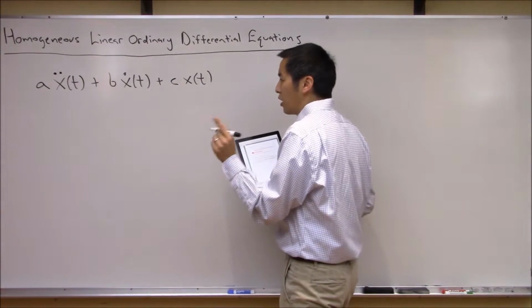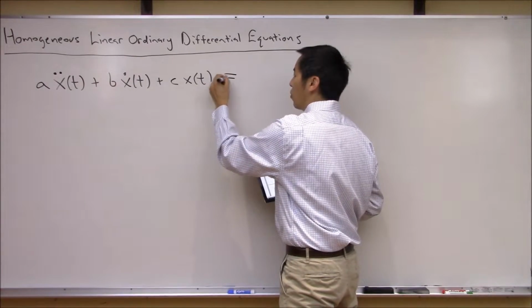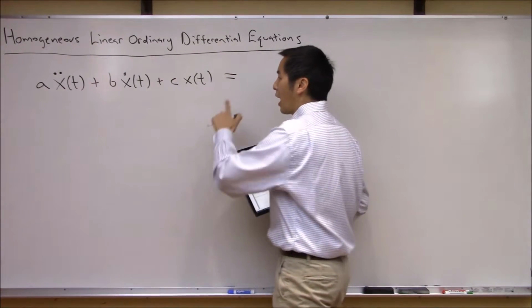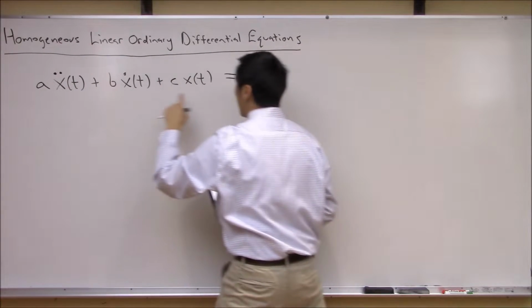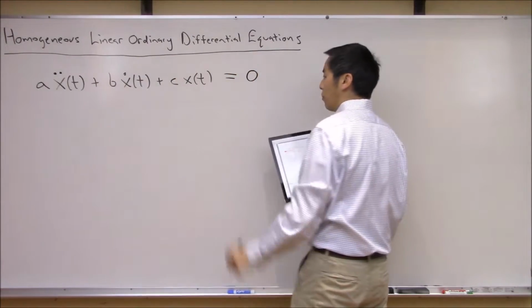Well, I guess we need to put the equation part, right? I need to have an equal sign in here to make this an equation. And what this homogeneous adjective in this descriptor means is that this thing is equal to 0.